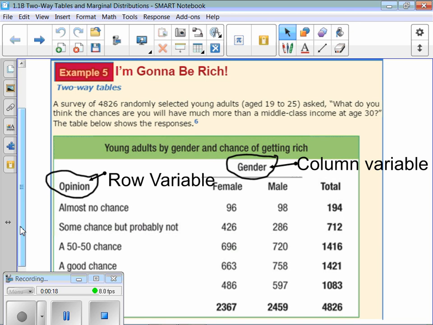So a survey was taken of 4,826 randomly selected young adults aged 19 to 25. And they asked them, what do you think your chances are that you're going to have much more than a middle-class income at age 30? So here's the table of responses.